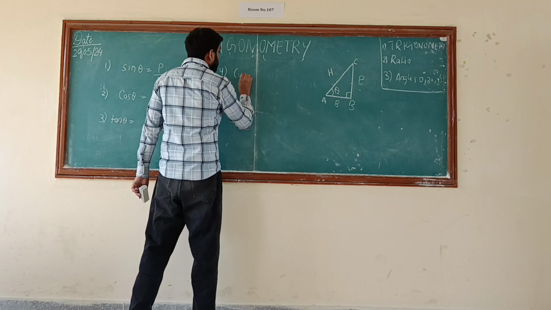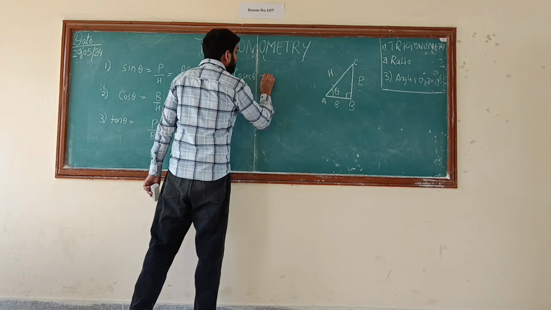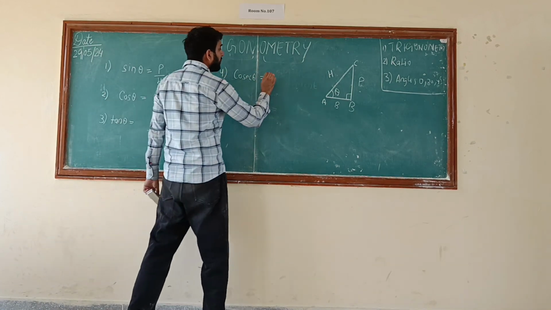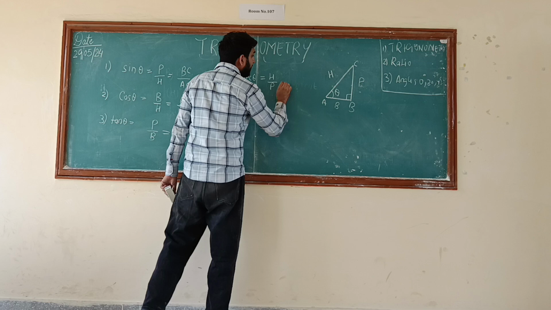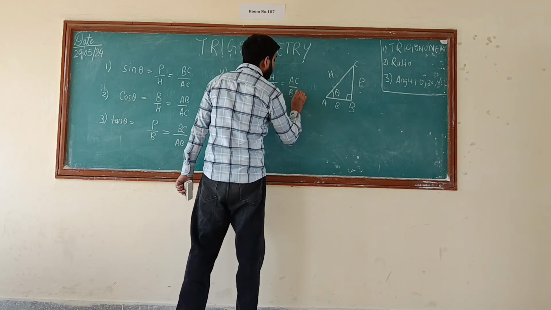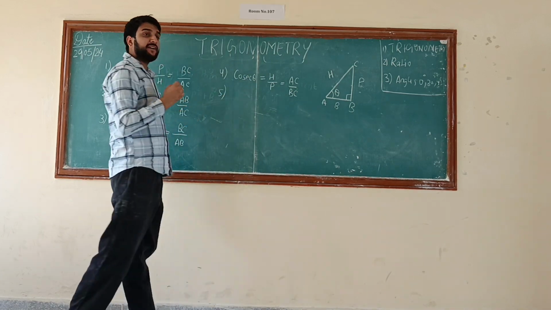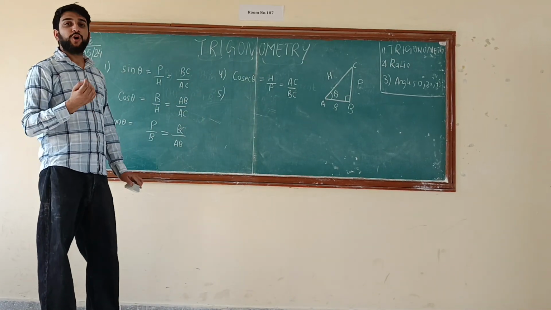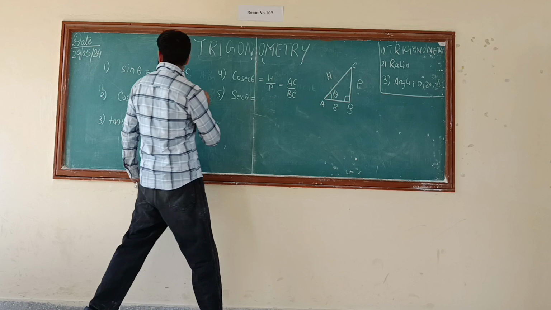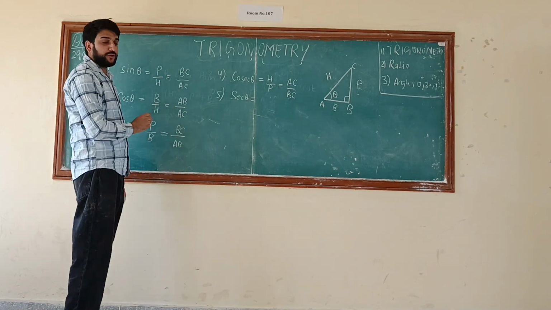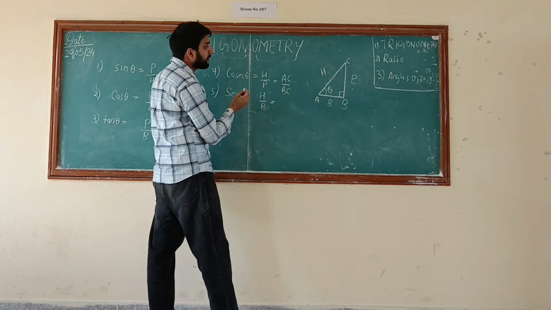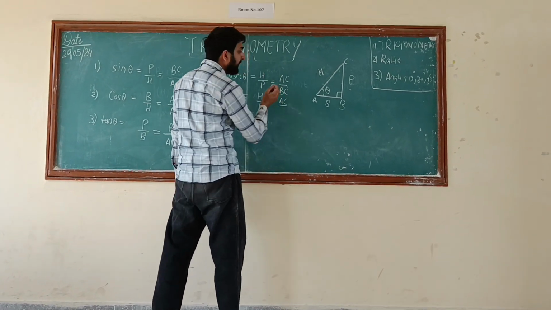So cosecant theta is equal to, we have sin theta is equal to perpendicular upon hypotenuse. So cosecant theta is equal to hypotenuse upon perpendicular. Here hypotenuse is our AC side and perpendicular is our BC side. The fifth one is secant theta, that is the reciprocal of cos theta. So secant theta is equal to, we have cos theta is equal to base upon hypotenuse. So secant theta is equal to hypotenuse upon base. So hypotenuse is our AC and base is our AB.